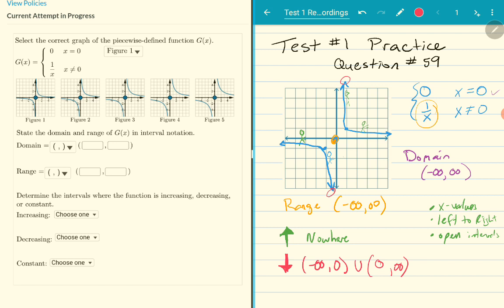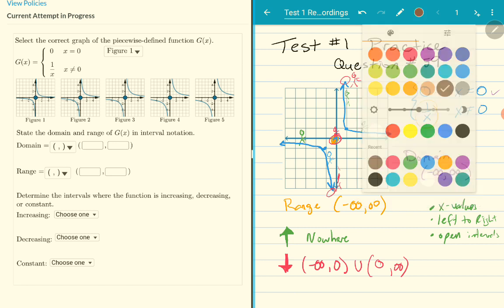And then constant, it's never constant. I mean, he does a jump to go from down here to up here, but he can stand right here, but he can never take a step. So there's no constant interval. Constant would also be nowhere. So I'll put in brown.